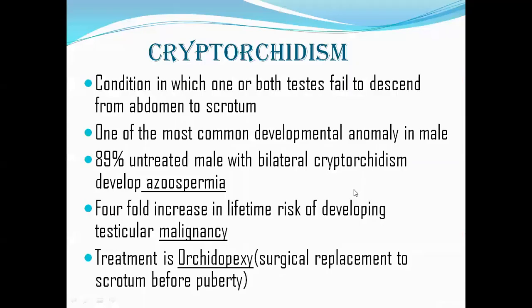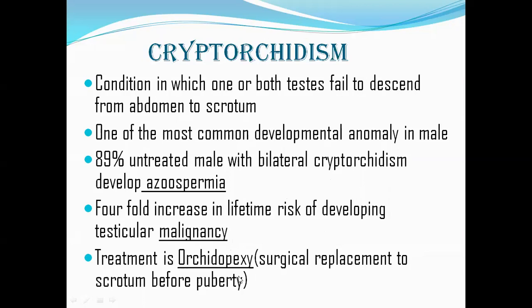Now, cryptorchidism is a condition in which the testes fail to descend from the abdomen to the scrotum, and it's a very common developmental anomaly in males. 89% of untreated cryptorchidism will develop azoospermia and subsequently infertility. And there is a fourfold increase in the lifetime risk of developing testicular neoplasia, the malignancy.